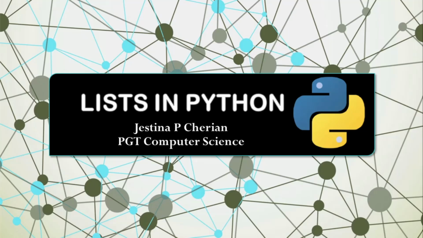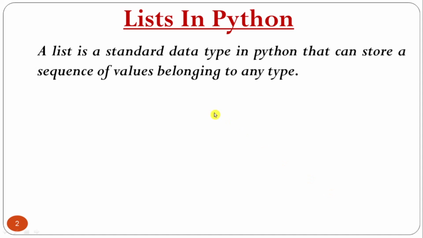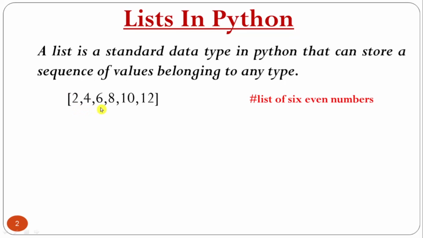In this video, we are going to discuss lists in Python. What is a list? A list is a standard data type in Python that can store a sequence of values belonging to any type. This is an example of a list of 6 even numbers. A list should be enclosed in square brackets and each element should be separated by a comma. 2, 4, 6, 8, 10 and 12 are the elements in this list.